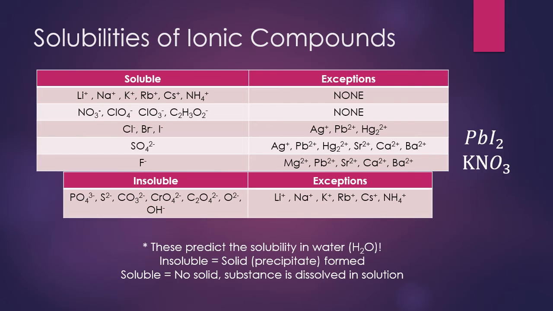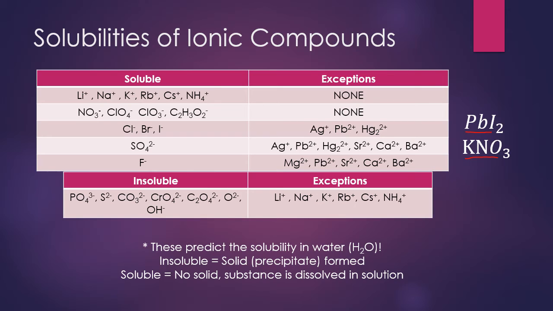So here are our two possibilities that we were looking at on the previous reaction equation. We had lead 2 iodide as one of the products, and we had potassium nitrate as one of the products. So we're going to take these ions, find them on the table, and figure out if they are soluble, meaning dissolved, or if they are insoluble, meaning yes, a precipitate formed.